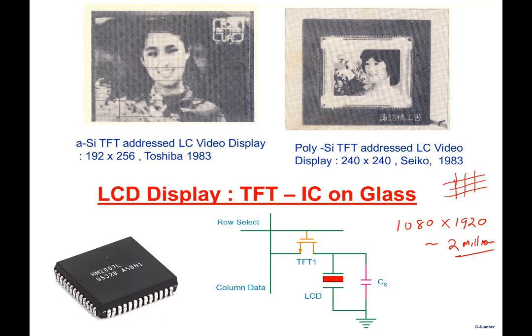2 million pixels. And 2 million pixels means, let's say I'm using this particular LCD laptop here. There will be 2 million TFTs there, 2 million LCD cells there, 2 million capacitors there. So you can see that it's a reasonably complex IC made on glass. The other thing is it's a large area IC.